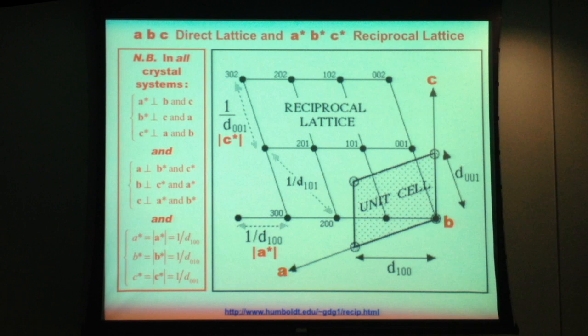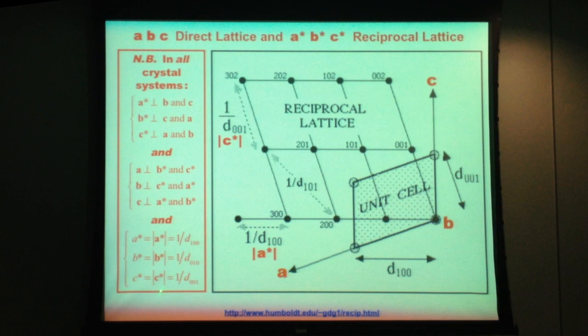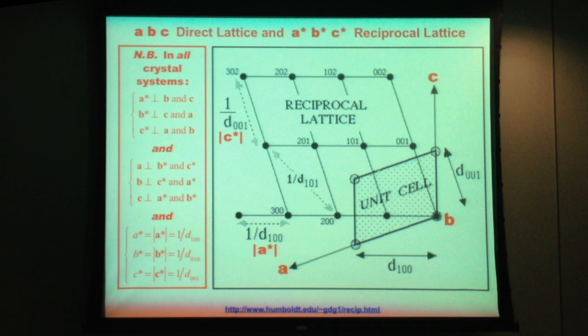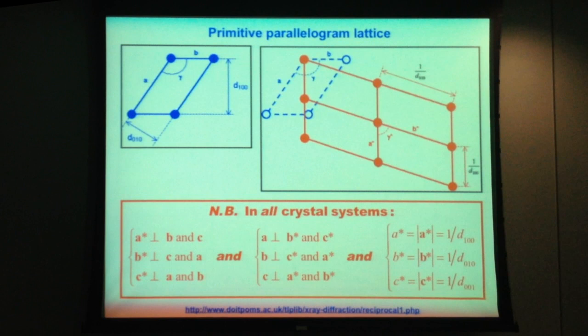It is furthermore always true that the length, not the direction yet, but the length of A star, where we put absolute value symbols on the vector to indicate its length, the A star length is always 1 over the d100 spacing, B star always 1 over the d010, and so on. The expressions for calculating A star, B star, C star from A, B, C, and alpha, beta, gamma can get rather intricate because of the non-right angle geometry, but it will always be true that these relationships hold. So that's repeated again on these other slides. If we have this kind of a direct lattice cell, we get this kind of reciprocal by itself, and the same set of conditions apply.